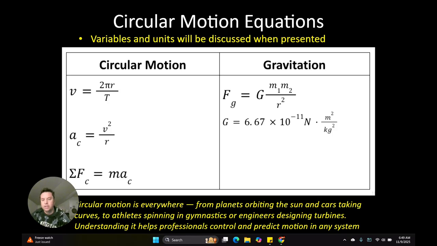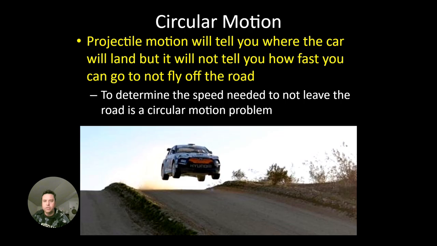But circular motion is everywhere. It might be more common. We don't typically go in a straight line. We eventually have to turn, and then that's when you get that potential of circular motion. And then, like it says, from planets orbiting the sun, cars taking curves, spinning, gymnastics, engineers designing turbines. Understanding it helps professionals, again, control and predict the systems. We know what's going to happen before it happens, that kind of deal. All right, those are the equations.